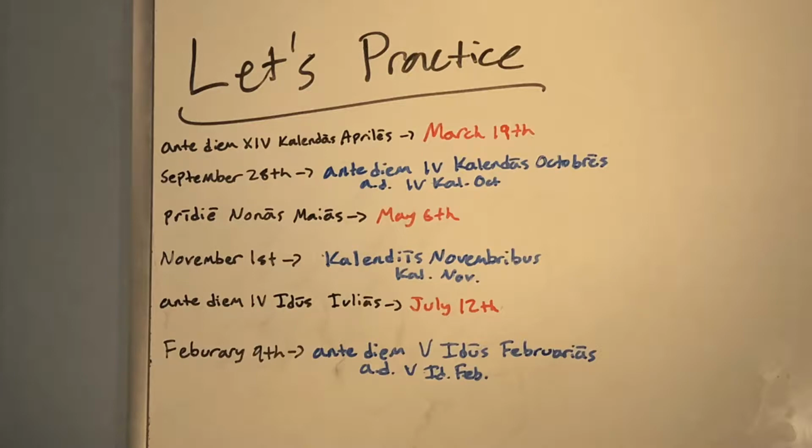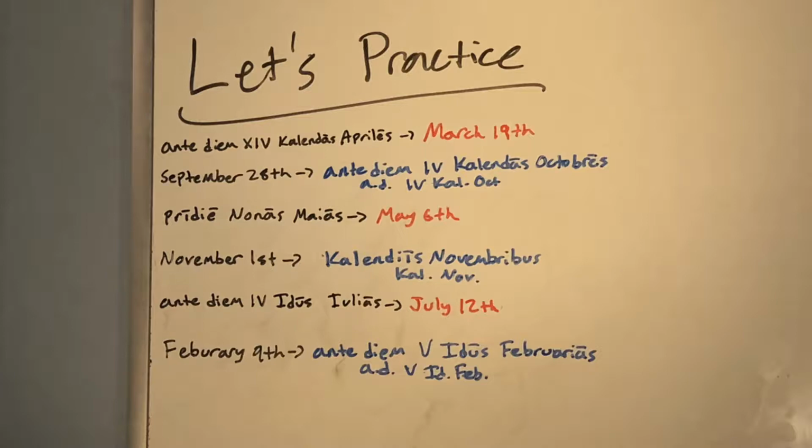The next date is Ante Diem IV Idus Julias. Here we're going 4 days before the Ides of July. July, once again, this is one of the later months, so the Ides will be on the 15th. So we start the 15th, 14th, 13th, 12th. We are on July 12th, which is our answer here.